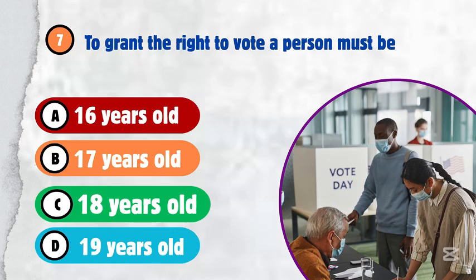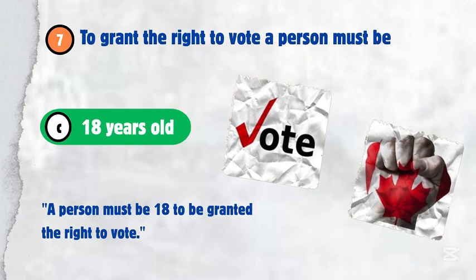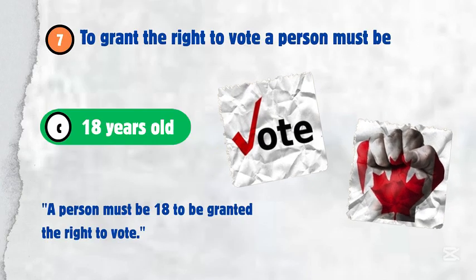7. To grant the right to vote, a person must be A. 16 years old, B. 17 years old, C. 18 years old, D. 19 years old. Answer: C. 18 years old. A person must be 18 to be granted the right to vote.